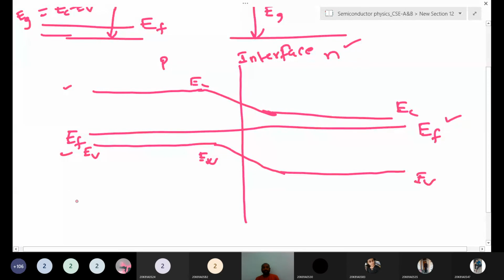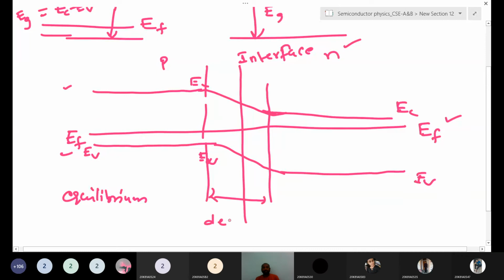Equilibrium. So now this is the depletion region, whatever we have discussed just before. This region we call the depletion region. And here also the electric field is in this direction, the internal electric field.